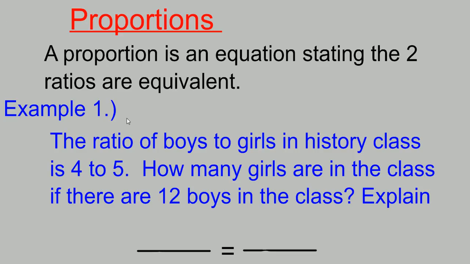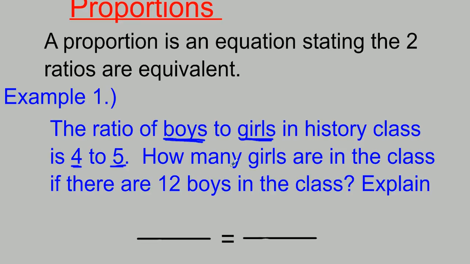So here we have example 1. The ratio of boys to girls in history class is 4:5. I'm going to underline some key components here. First, we have boys to girls. Okay, since boys is listed first, then the 4 corresponds to boys. And since girls is listed second, the 5 corresponds to girls. So, how many girls are in the class if there are 12 boys? I'm going to circle this one in green. Girls is what we're trying to find, and we know that there are 12 boys in the class.